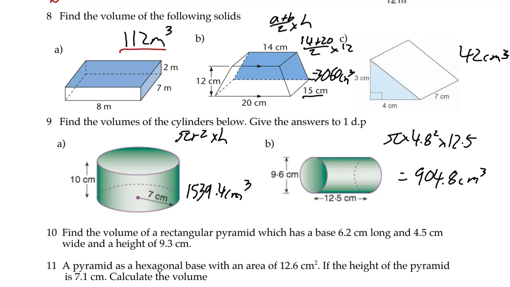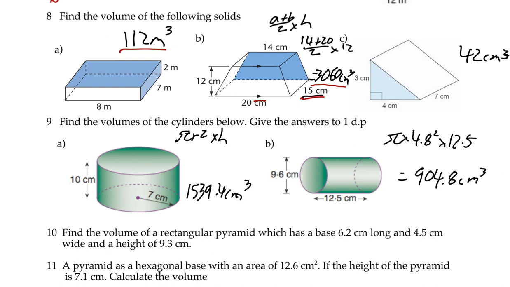That one's easy. But for B, it looks a bit more complicated. We've got to use our (a plus b) over 2 times h formula to get the area of one of the faces. So for example, see this blue area that it's got? It's 14 across. It's going to be 20 down the bottom. So that's why I've got my 14 plus 20 divided by 2. And then I times by my height of 12. And once you've got that value, you just multiply it by 15. And you get your 3,060 centimeters cubed.